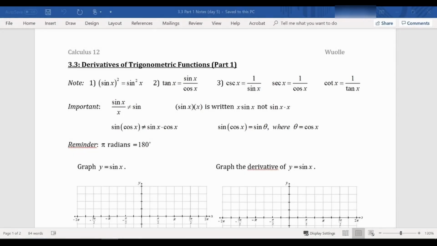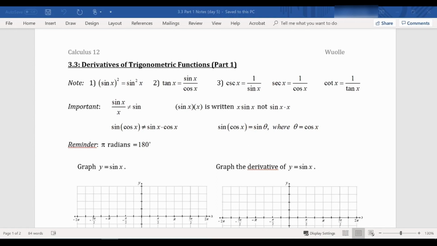So today we're going to be looking at derivatives of trig functions. Before we start, just a few reminders. If you have not yet done your trig review sheet notes, I would strongly suggest going through and looking at those. If you haven't, you'll still be able to follow your way through, but it would be helpful to be able to do that.